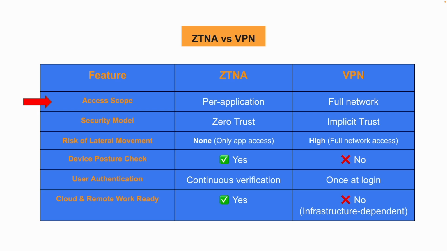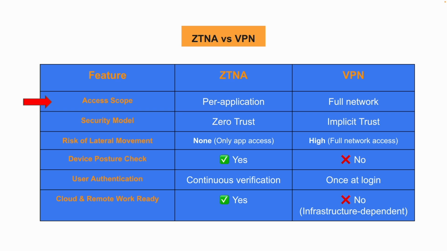In ZTNA, access is granted on a per application basis, whereas VPN provides access to the entire network where the application is hosted, increasing the attack surface. ZTNA minimizes the risk by restricting access to only the specific application, thereby reducing the attack surface. So ZTNA is per application based, whereas VPN is full network based, which is less secure.